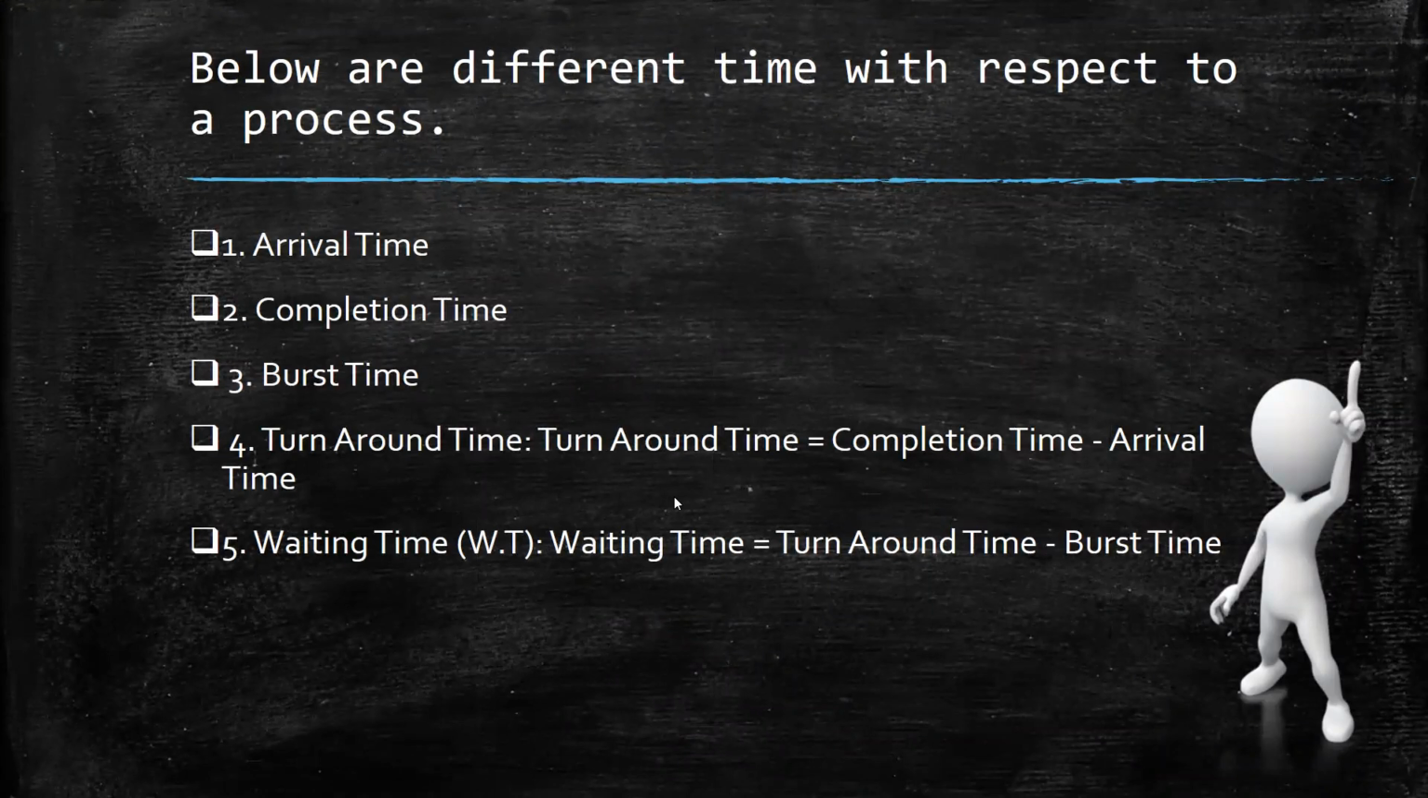Below are different times with respect to the process. Arrival time: arrival time is the point of time at which a process enters the ready queue. Completion time: completion time is the point of time at which a process completes its execution. Burst time: burst time refers to the time required, in milliseconds, by the process for its execution. Turnaround time: turnaround time is the total amount of time spent by the process in the system. Waiting time: waiting time is the amount of time spent by the process waiting in the ready queue for getting the CPU.